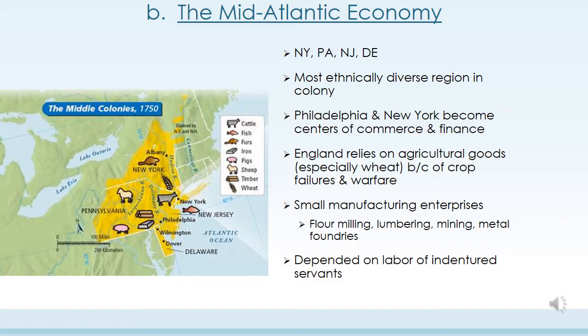Also, New York's Hudson River carried agricultural products from upriver farms and furs from northern New York, and the Mid-Atlantic region had small manufacturing enterprises, and these included flour milling, lumbering, mining, and metal foundries. The region really depended on indentured servants for most of its labor. Between 1700 and 1775, about 1,000 servants came from the British Isles, and another 35,000 from German-speaking regions on the European continent.